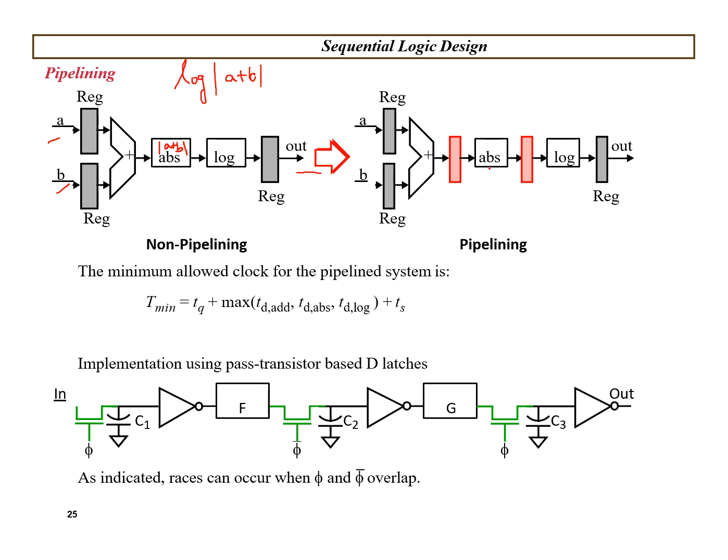If I need to perform the operation of log of modulus of A plus B using the pipelining concept, I am adding registers here at the intermediate stages and considering this as a 3-stage pipeline. So this is stage 1, stage 2 and stage 3. Now I am giving the clock period. You are performing the adder, which I will write here as add, then the absolute value, which means the modulus value, and then the logarithm.